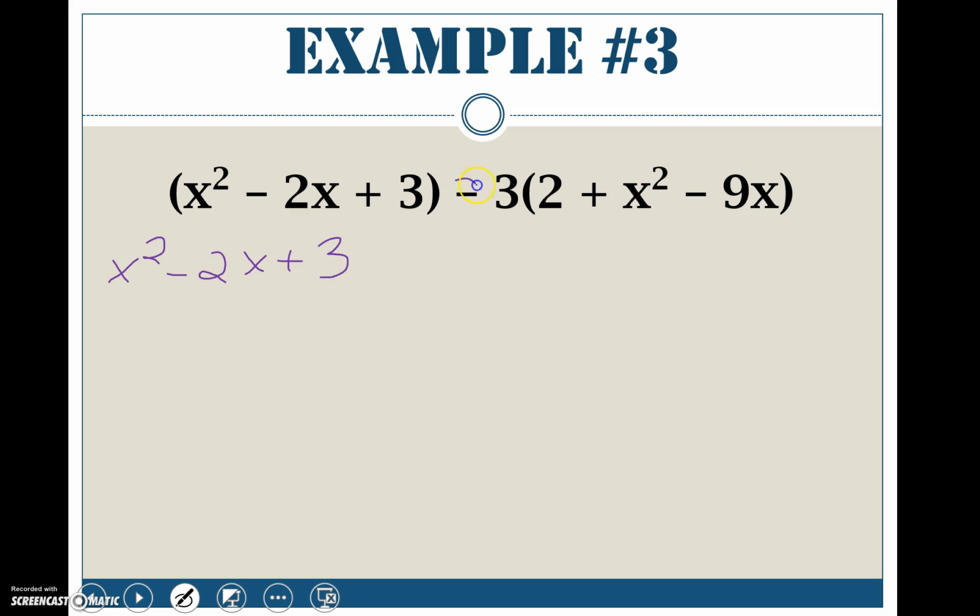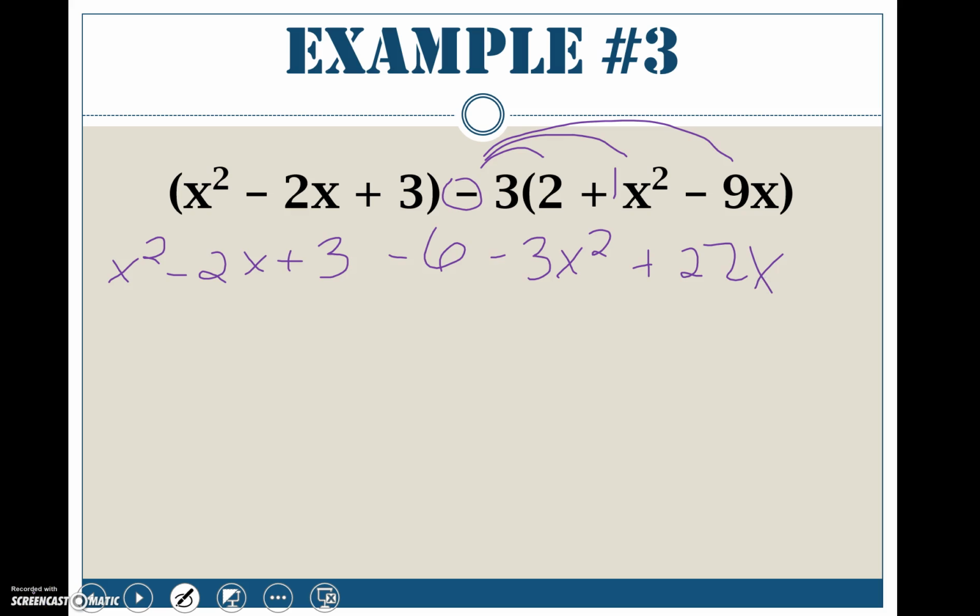And in this one here, I'm going to distribute with a negative 3 because of that minus sign. Keep in mind that negatives and minuses essentially mean the same thing. So now pay attention to your signs. Negative 3 times a positive 2 is a negative 6. Remember, this x squared essentially has a 1 in front, so negative 3 times a positive 1 is a negative 3x squared. And then negative 3 times negative 9 is a positive 27x.